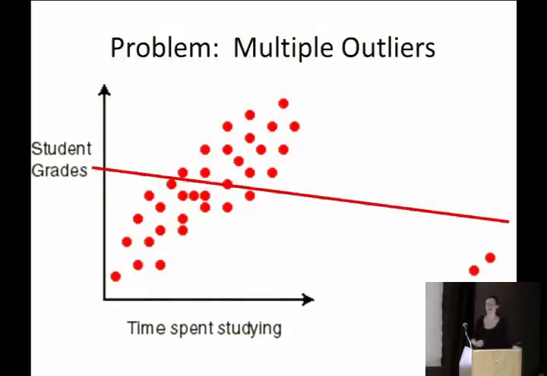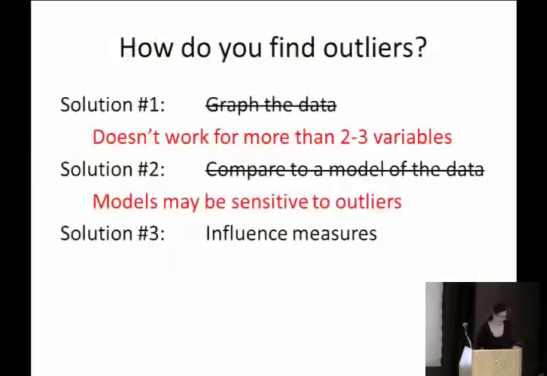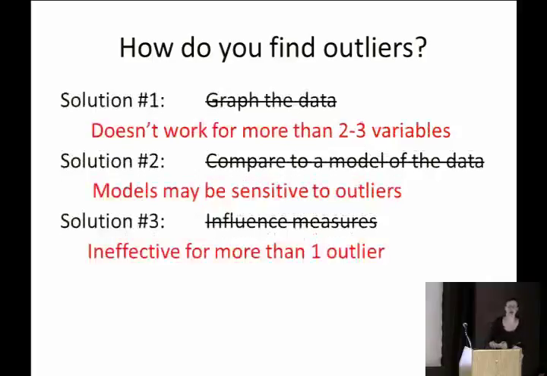But we have another problem. What if there are 2 points that are outliers? Now, when we leave out that first point, we don't actually see a change in the model. So we would miss these points as well. All right, so influence measures are problematic, because if you have more than one outlier, which if you have any, you probably have more than one, it's not going to work very well. Also, if you have a lot of points, it can take a lot of time to go through all of the models for every different point that you're trying to create.